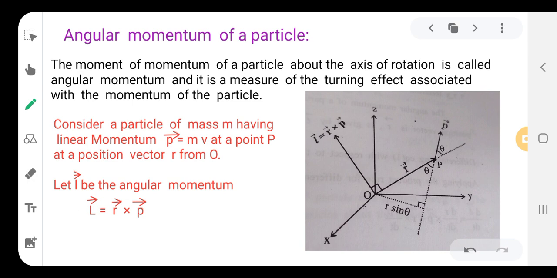Okay, so here in the diagram you can see a particle in the xy plane. From the origin there is a position vector r, and if we extend the position vector, this is the momentum of that particle, right? So now there are two vectors here, position vector and the momentum. The angle made between r and p is theta.